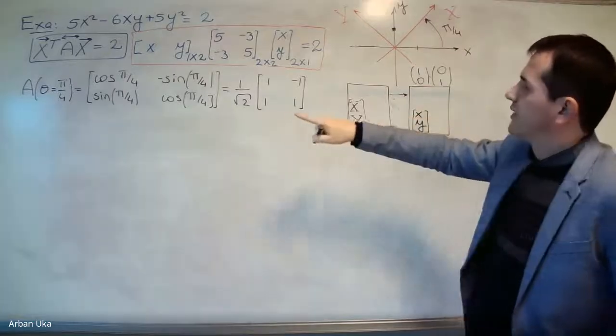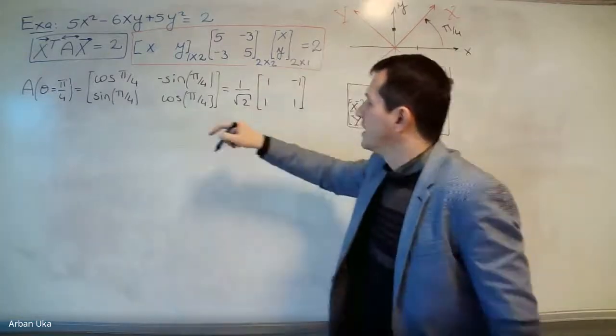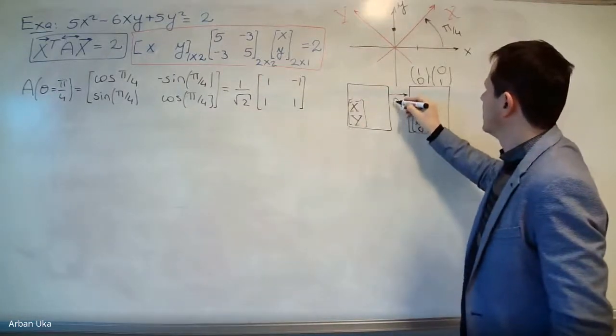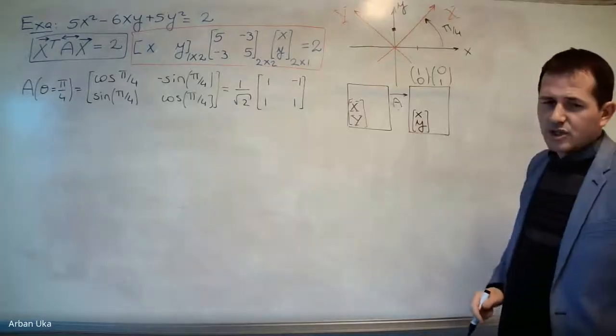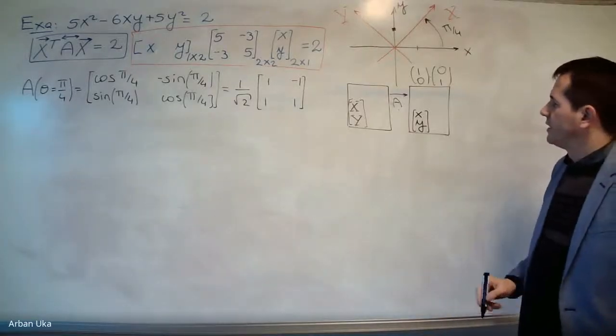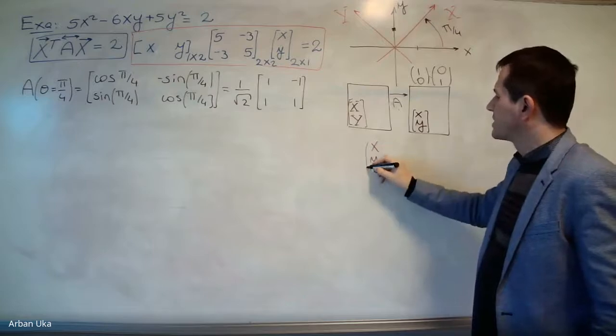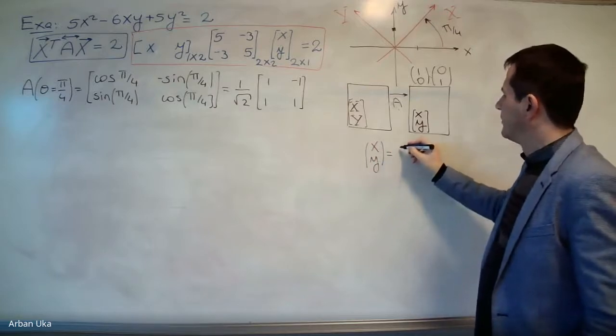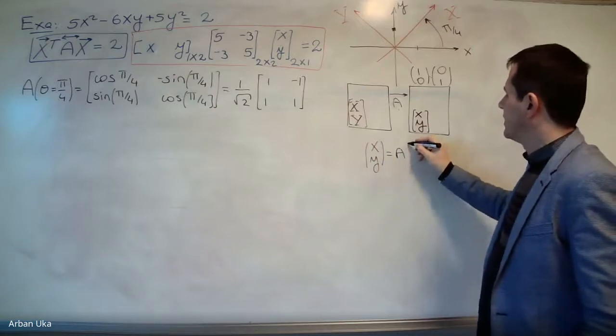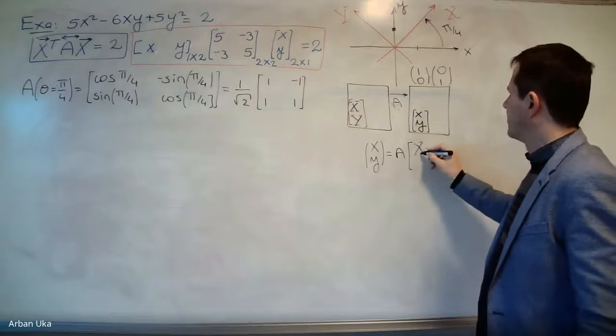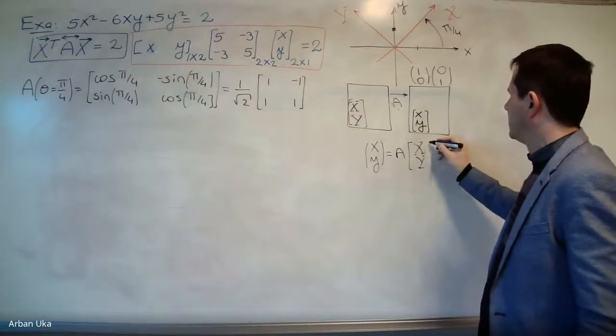So let's assume the rotation is this matrix A. Let me denote this as a matrix A. Then what equation can we write? Would you agree that we can write the following? (x, y) is equal to the matrix A times (X, Y), capital X, capital Y, right?